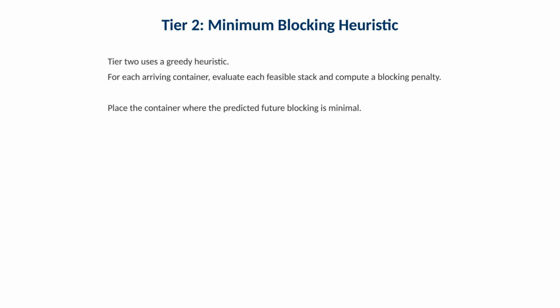Tier 2 uses a greedy heuristic. For each arriving container, evaluate each feasible stack and compute a blocking penalty. Then place the container where the predicted future blocking is minimal. Operationally, this is a fast rule you can use online when you cannot afford to solve a full integer program.